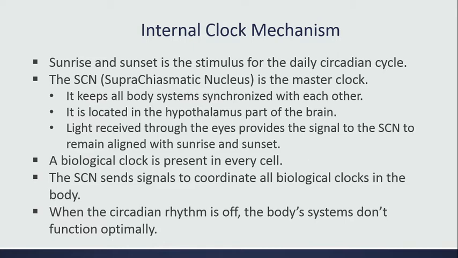A biological clock is present in every cell. The SCN sends signals to coordinate all biological clocks in the body. When a circadian rhythm is off, the body systems don't function optimally.